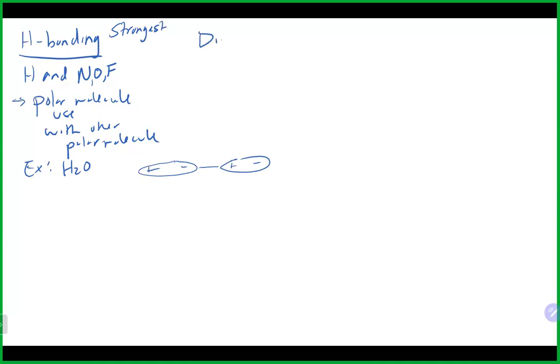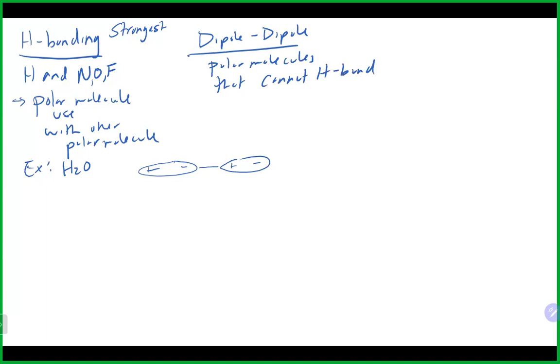Next is what is known as dipole-dipole interaction. And again, this is also for polar molecules, but these are polar molecules that cannot hydrogen bond. So these are polar molecules that don't have the ability to hydrogen bond. This is how they work.